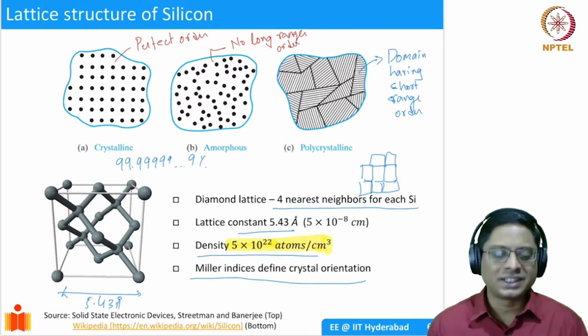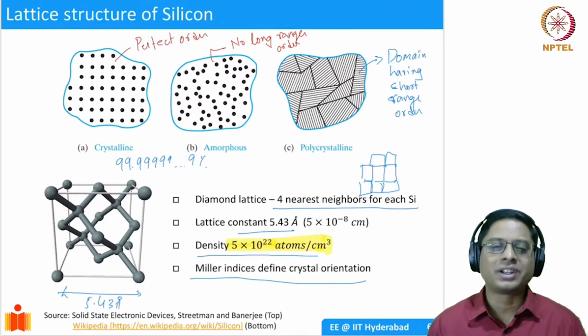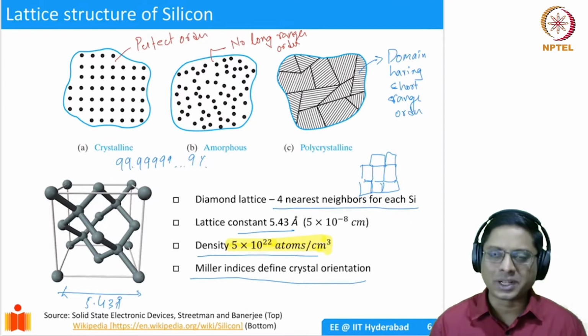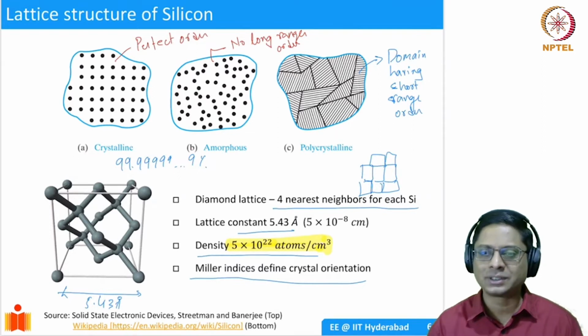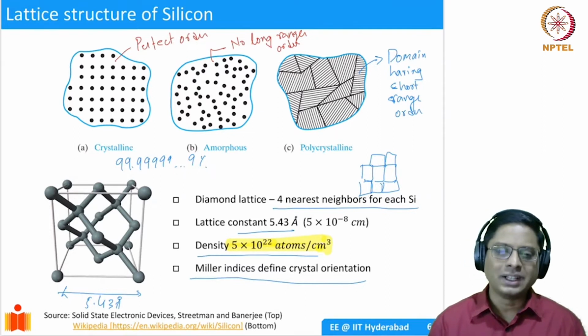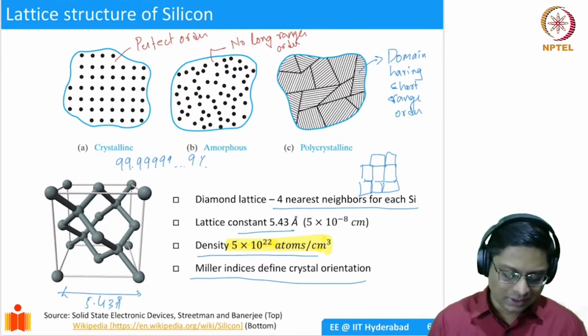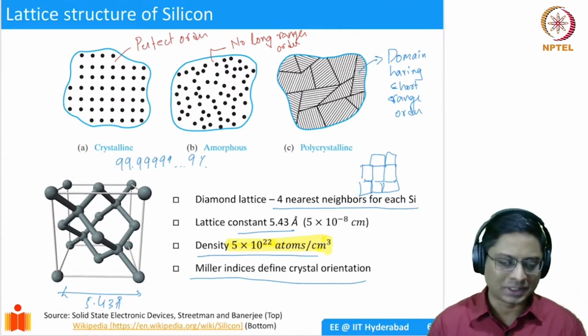And I really think that is not that important for us, so I am not going to talk about it much. It's there in your textbooks. If you are interested, you can study it a little more, but I don't think it is that important for the purposes of this course. Essentially these Miller indices define the orientation, and we are not going to get into that.